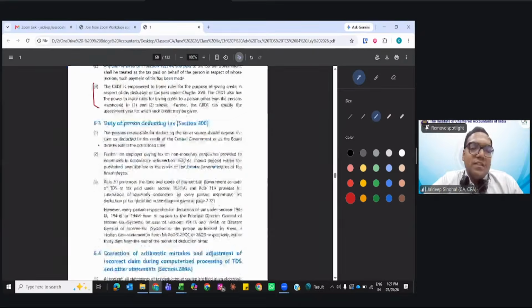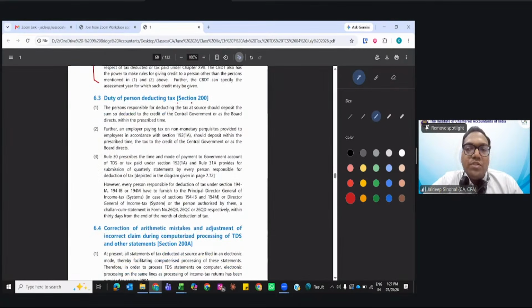Duty of person deducting the tax. The person who is deducting the tax needs to deposit the tax. What is the due date of the tax deposit? 7th of the next month.